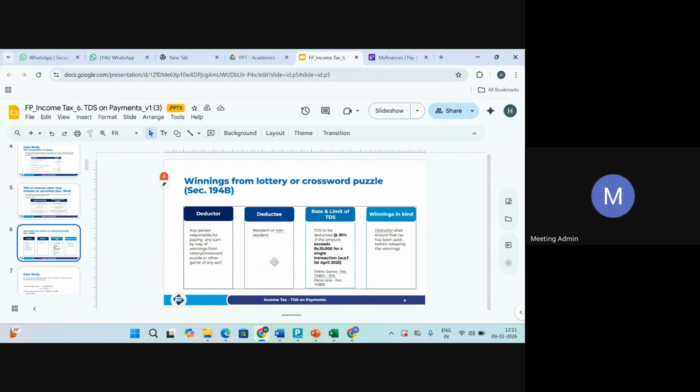Whether he is a resident or a non-resident, he has to pay the tax amount to the government. Rate and limit for the TDS: TDS is to be deducted at 30% if the amount exceeds 10,000 for a single transaction, with effect from 1st April 2025. According to the 2025 Act, this has come. Whether it is a lottery or a crossword puzzle, wherever you get the amount, you have to pay 30 percent.